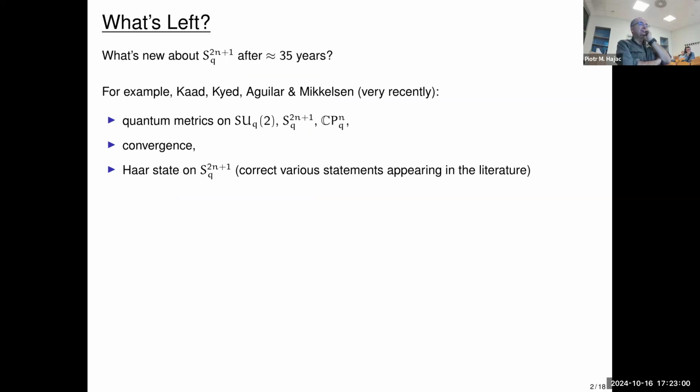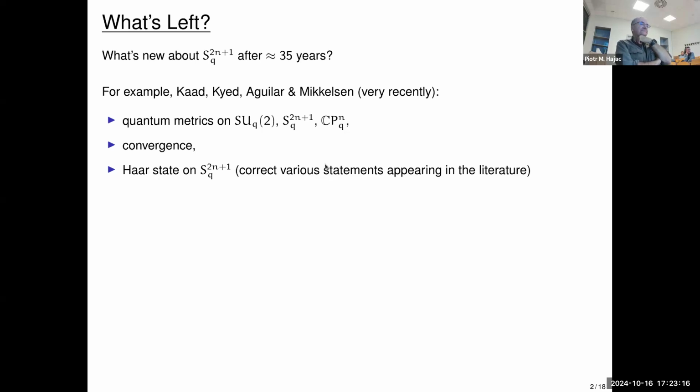So something very recent is what this group did. The first two names I should not try to pronounce them, probably. So Jens, yeah. Okay, but you can read the names.